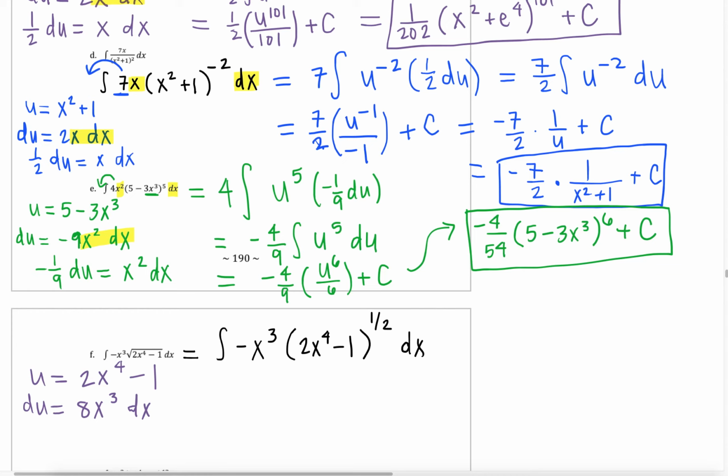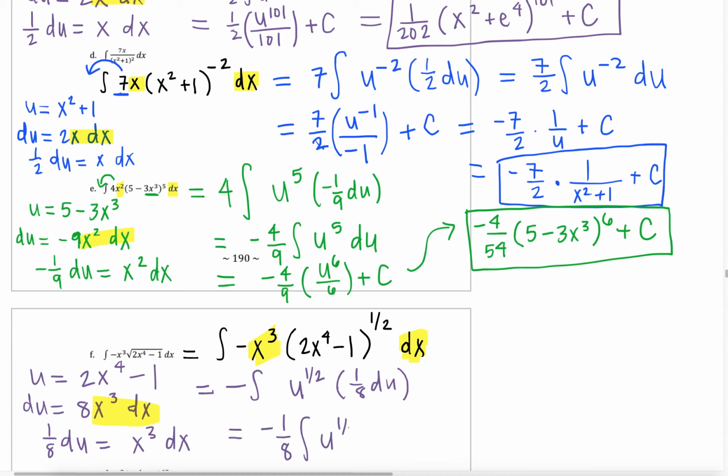So to reset this up in terms of u, I can take out that scalar, which is that -1, and I get the integral of u to the 1/2. The other thing I need to replace is that x cubed and that dx, but we can replace that with a 1/8 du if I divide through by the 8 in that equation. So I get multiplied by that 1/8 du. If I take out all the scalars, we get -1/8 integral of u to the 1/2 du then.